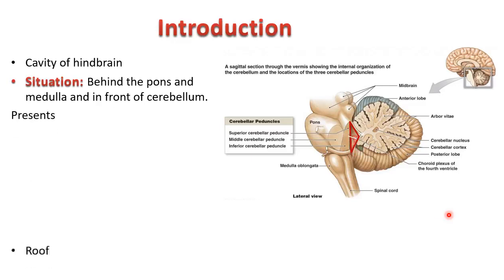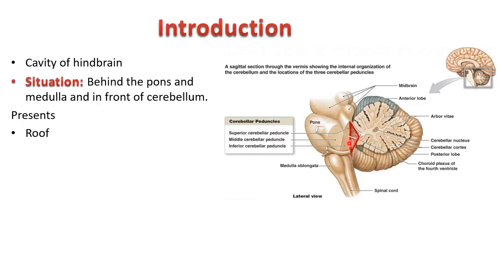It mainly presents a roof. Here you are able to see the roof of the fourth ventricle, which is tent shaped. You see how the tent is formed, no? That is how, only the tent here is tilted instead of lying above like this. So then you have a roof.